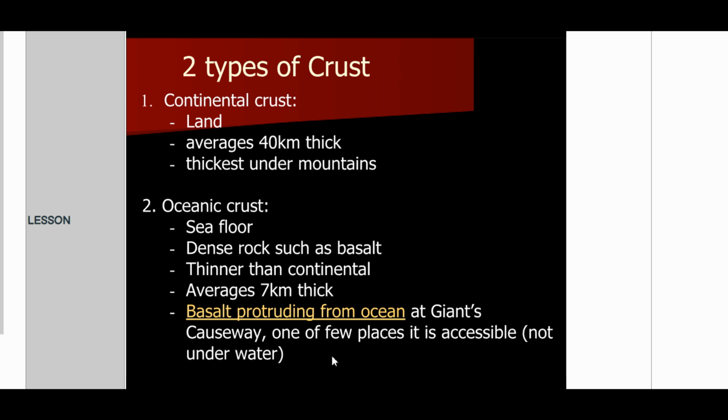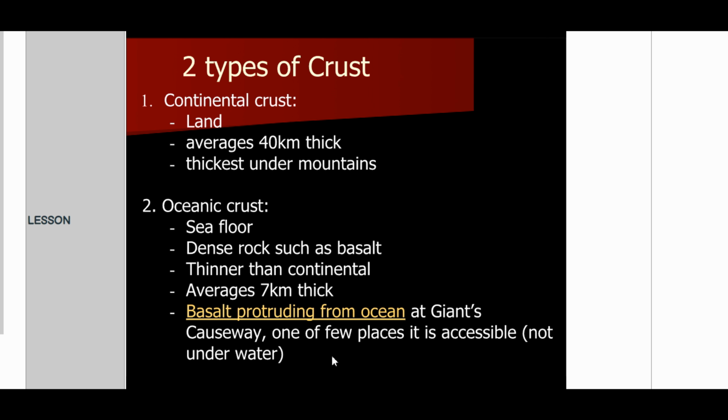Continental is the land crust. That's the continents that we walk around on. It averages about 40 kilometers thick. It is, of course, thicker underneath the mountains than it is under the valleys, but 40 is the average. It has to be thicker under the mountains because they are basically giant rock piles, and they are super heavy, and the heavier they are, the more they push down, and the more structure they need underneath them.